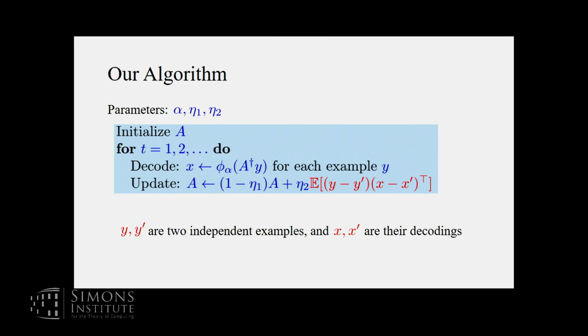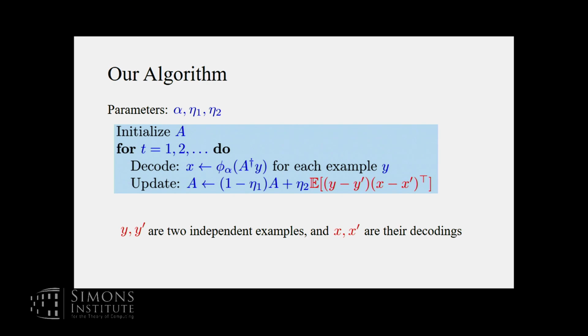Okay, so let's say we draw two sets of examples. The first set of examples we decode in this way. The second set we also decode in this way, and then we use the first set as y, the second set as y prime, and then we get it.